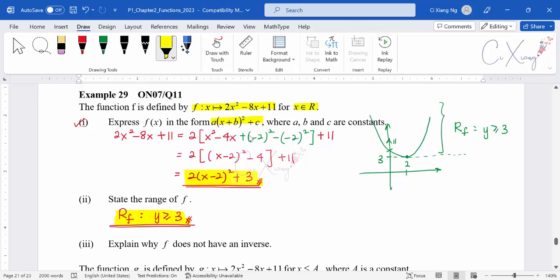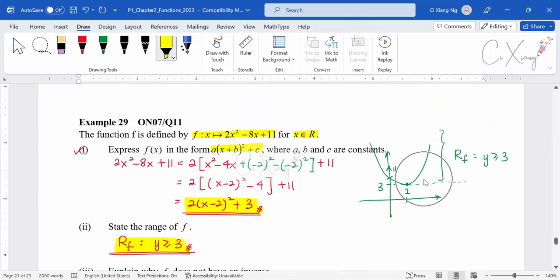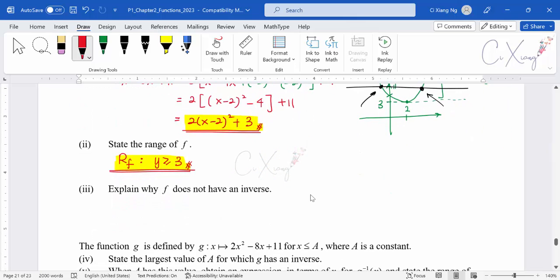Okay, then next, they are asking why the function does not have an inverse for this example. Why does this function not have any inverse function? I think you can see very clearly, right? If I draw any horizontal line, you can always see that there are two intersection points between the horizontal line and the curve. So this is not a one-to-one function. Therefore, to explain it, you can just say that f is not a one-to-one function.